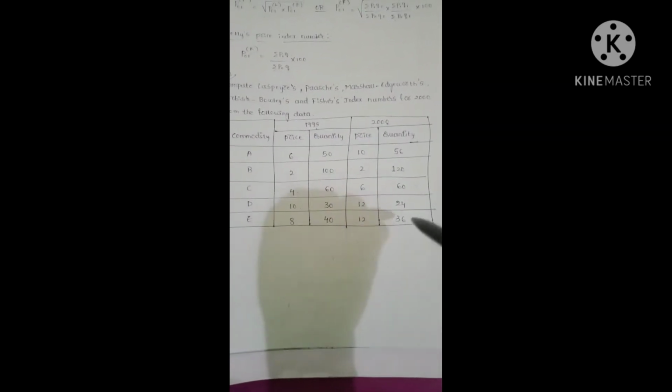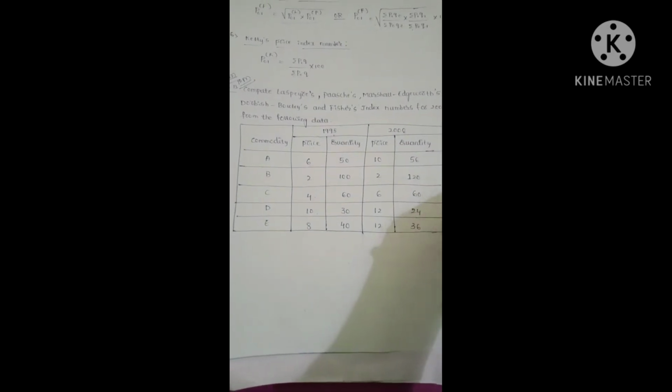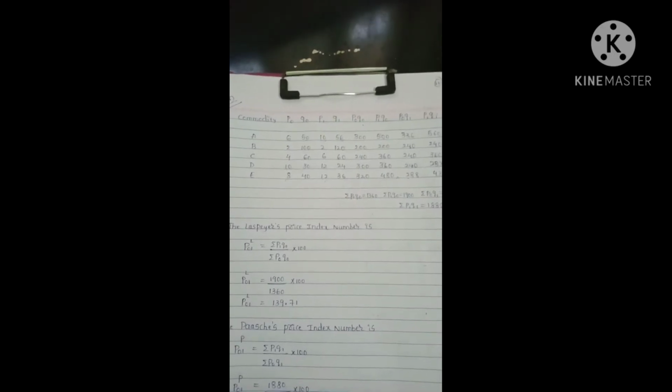Next 2000. In 2000, also two columns are there: price and quantity. The price values are 10, 2, 6, 12, 12. Next the quantity values are 56, 120, 60, 24, 36. This is the table. By using this table, we calculate these methods. How do we calculate the solution? This is a 10 marks and 5 marks question.